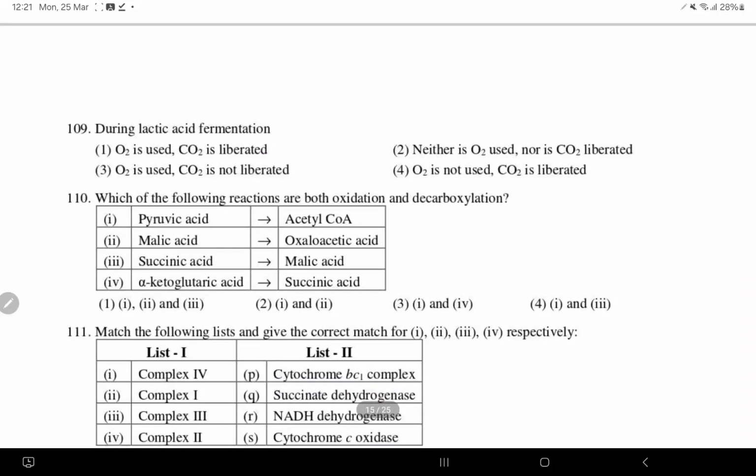During lactic acid fermentation, neither oxygen nor carbon dioxide is liberated.